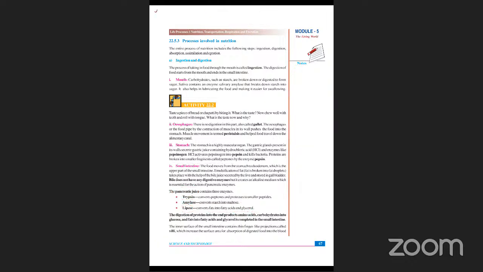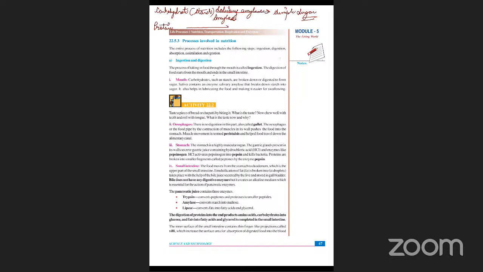So what happens? The carbohydrates such as starch are converted into simple sugar like maltose or glucose by the help of two enzymes, salivary amylase and amylase in the pancreas. Understood? Yes or no? Okay.